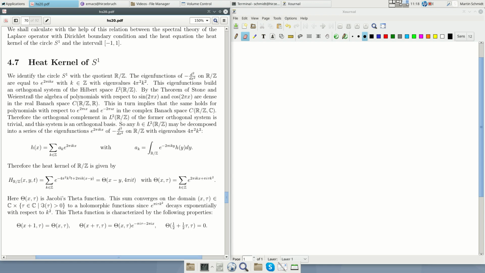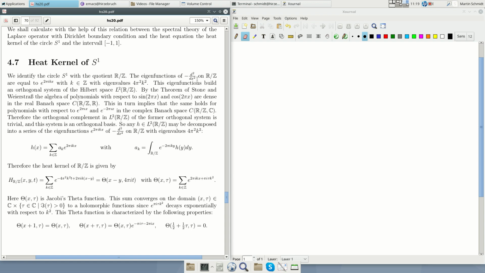By our strategy, in the last section we introduced the relation between the spectral theory of the Laplacian and the heat kernel. This we now want to apply to this situation, because here it's quite easy to decompose a function into eigenfunctions of the Laplacian. Okay, let's first determine the eigenfunctions of the minus Laplacian.